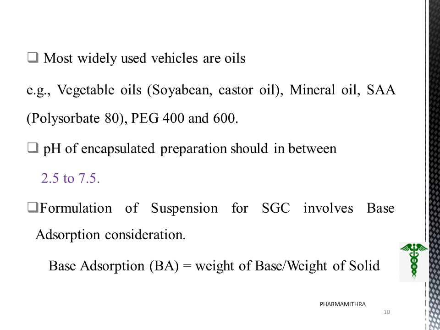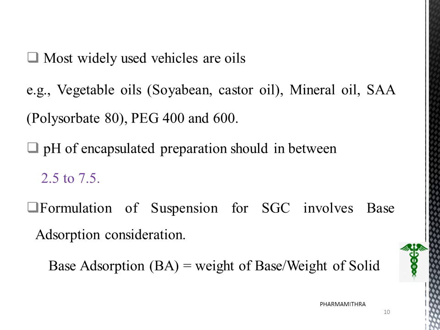Mostly the vehicles used are oils. It may be vegetable oil, for example soybean, castor oil, etc., mineral oil, polysorbate 80, PEG 400 and 600. And the pH of the encapsulated preparation should be between 2.5 to 7.5, not beyond this pH.